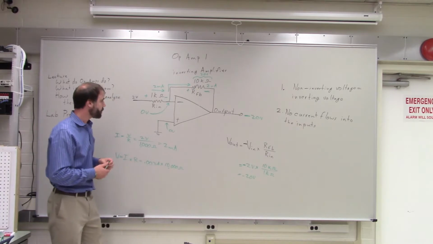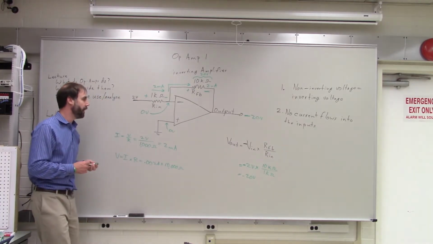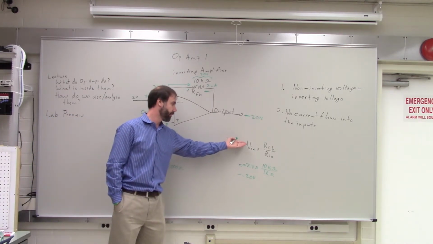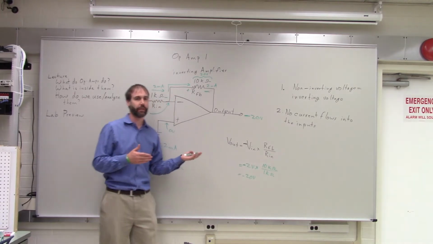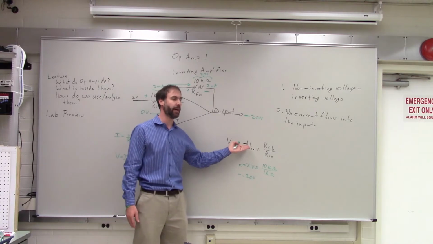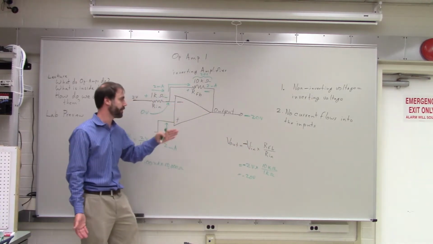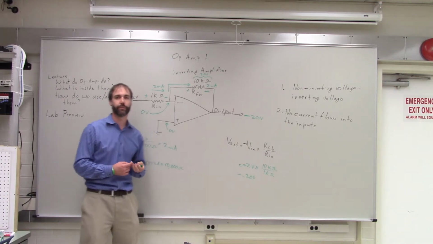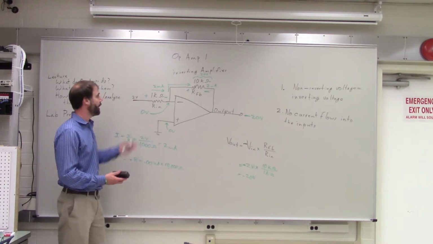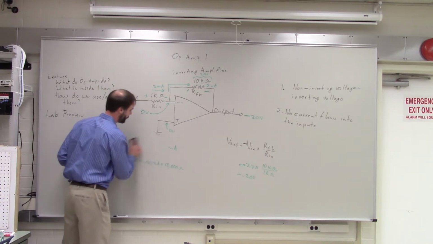Okay. So this is an inverting amplifier. And it's called an inverting amplifier because the output voltage is of the opposite sign compared to the input voltage. So if you have a positive input voltage, you get a negative output voltage, and vice versa. So this amplifier inverts the sign of the voltage. Okay. So let's talk about another type of circuit that you can build, which is a non-inverting amplifier.